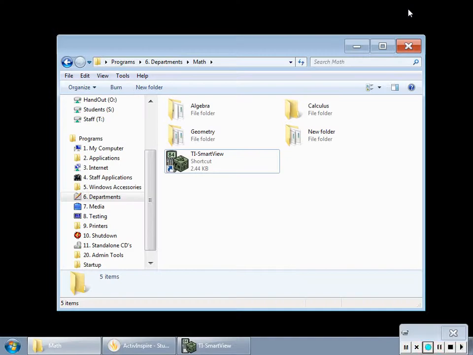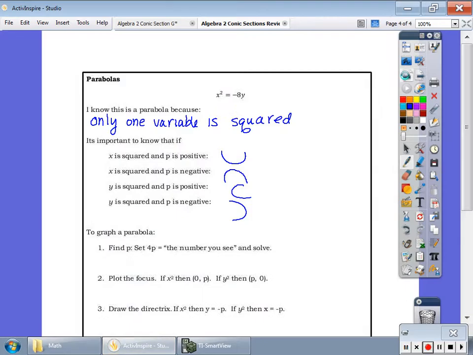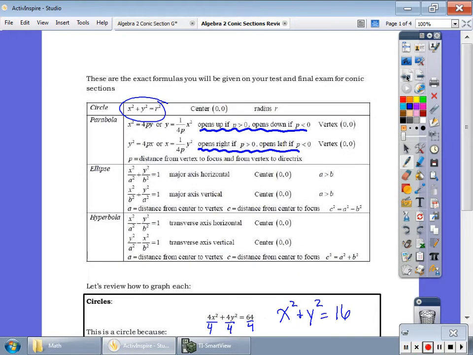Let's go back and look at those formulas. Here's our parabolas. X is squared. It opens up if p is greater than 0. Greater than 0 means positive in mathematics. X is squared. It opens up if p is positive. It opens down if p is negative. Y is squared. Opens right if p is greater than 0. Opens left if p is less than 0. That's exactly what we just said. So you don't have to memorize those as long as you can read this correctly.